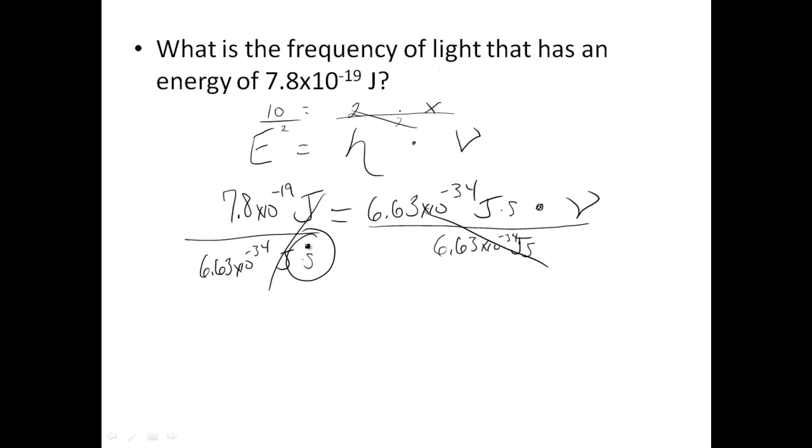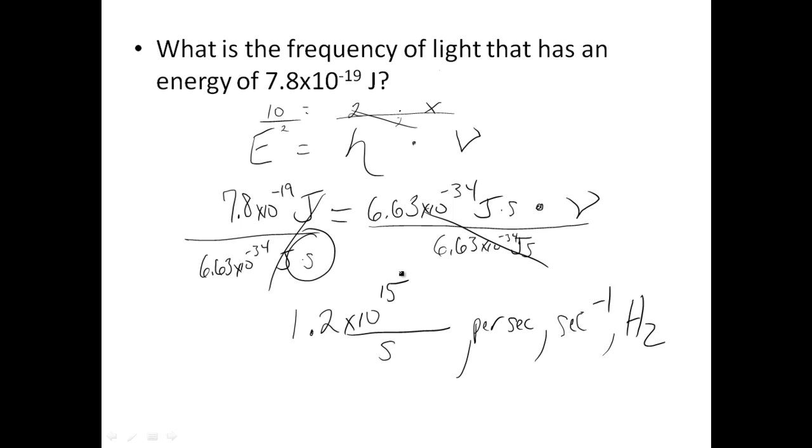Joules cancels, and I'm left with seconds on the bottom. My numbers will cancel, and I'll get a number on top, and then I have a fraction line, and I have seconds on the bottom. That means per second. So when I look at my final answer here, I've got 1.2 times 10 to the 15th with seconds on the bottom. So I could write it like that. I could write per second. I could write seconds negative 1. Or I could write hertz. They all mean the same thing. That many waves go by in 1 second with an energy of that.